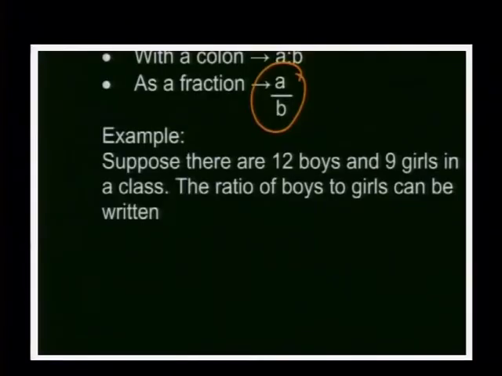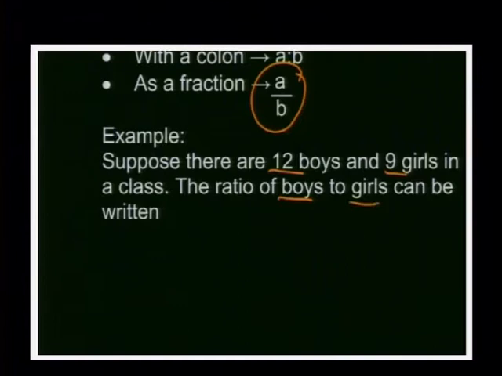Let's look at a quick example. Suppose that we've got 12 boys in a class and 9 girls. So the ratio of boys to girls can be written in 3 different ways. Now what's very important about the ratio is to keep your terms constant. So we're looking for the ratio of boys to girls, so boys needs to be my first part of my ratio. So let's write it in words.